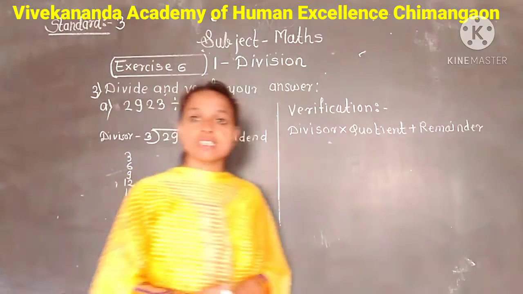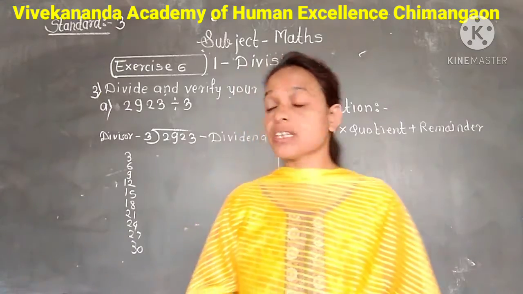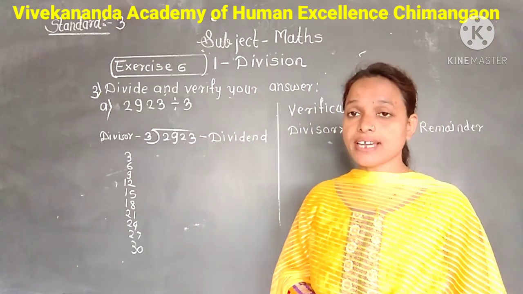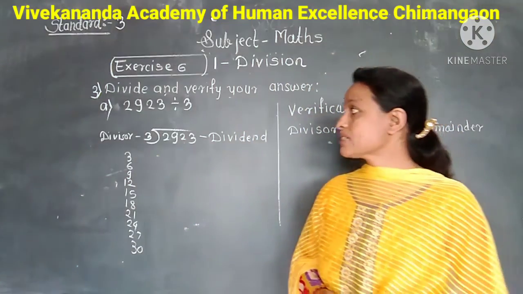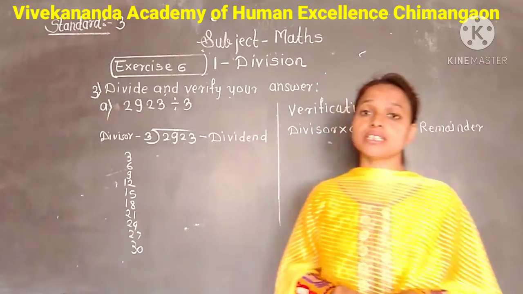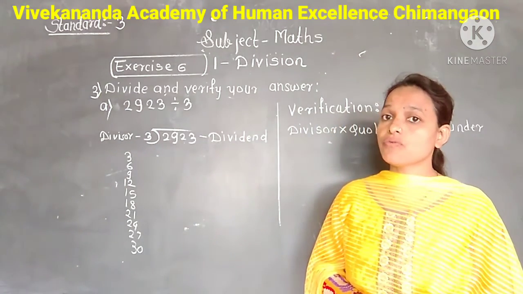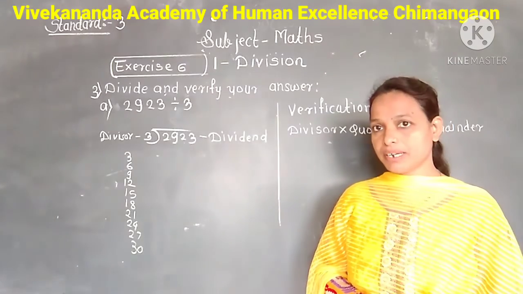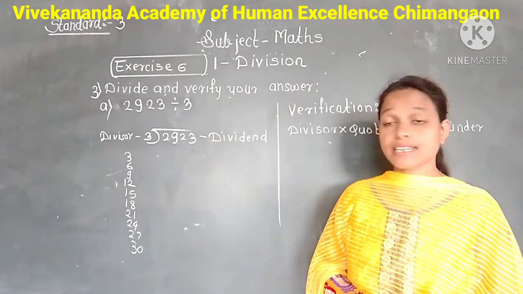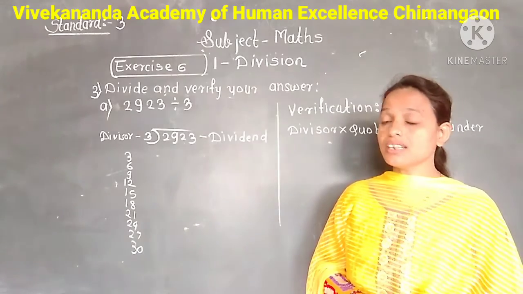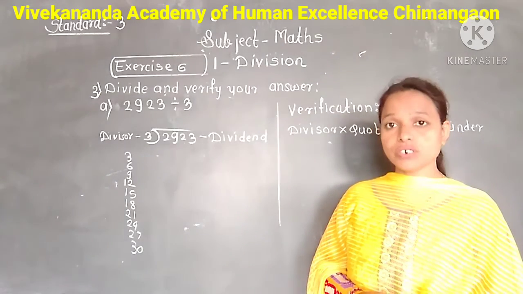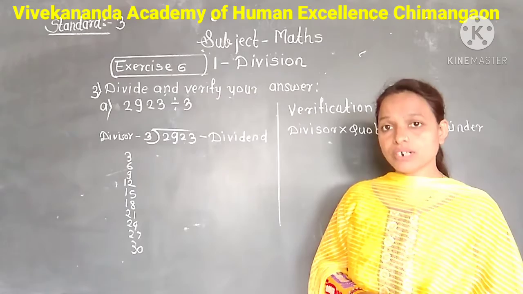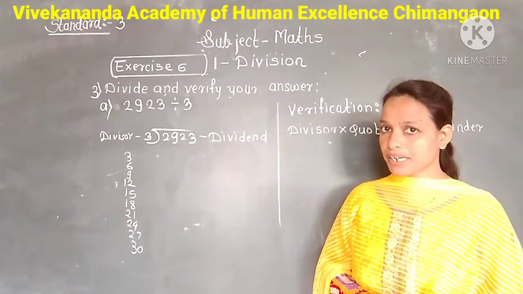Now we will solve question number 3. Divide and verify your answer. So in this question, examples are given. These are division of 4-digit number by 1-digit number with remainder. See student, here an example is given.